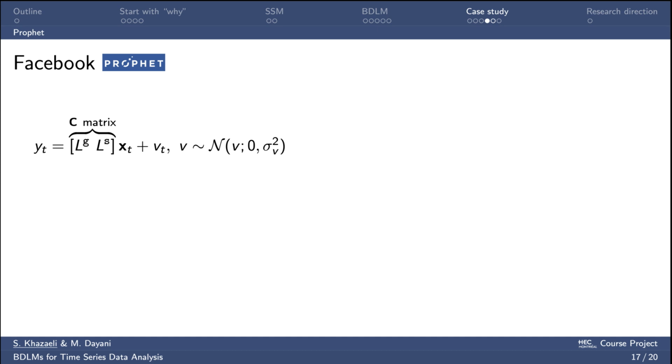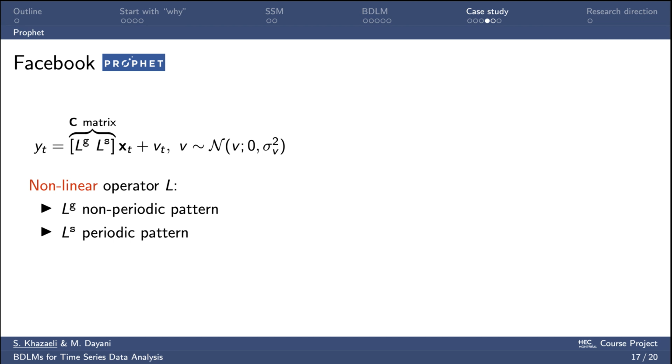The error is a normal distribution with a mean 0 and the standard deviation of sigma v. However, the C matrix here is not a fixed scalar. Instead, they are nonlinear functions, or we call them operators. And each operator models a certain aspect of a time series. For example, LG is for non-periodic patterns, LS is for periodic patterns, and LH is for the holiday effects. You can see the model as a combination of 3 simultaneous nonlinear regressions.